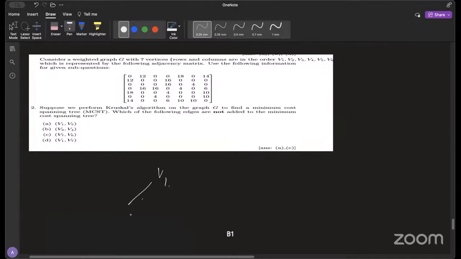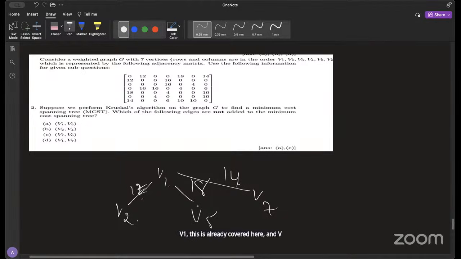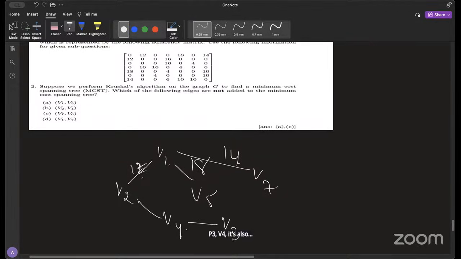V1 here, then from V1 to V2, you have 12. From V2 to V5, you have 18, and to V7, you have 14. And from V2 to V1, this is already covered here. Then V2 to V4, it's 16. V3 to V4 is also 16. So V2 to V4, V3 to V4, and then V3 to V6.